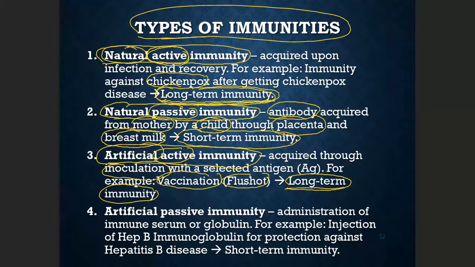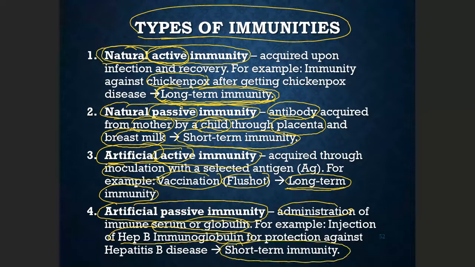Here, artificial passive immunity, this is through injection of antibodies. Okay, injection of antibody. For example, if a nurse is taking care of a hepatitis B patient, usually he will receive the injection of hepatitis B immunoglobulin to protect him against the hepatitis B disease. And again, it's going to be short term because antibodies are short term, right? About maybe 3 to 6 months.